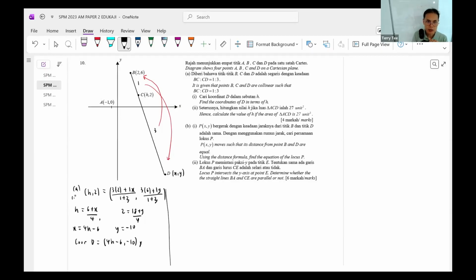Okay, (a)(ii). Hence, calculate the value of h if the area of the triangle is 27. Area of triangle, let me just join this together. Triangle ACD. This is your area of the triangle. Can you see that?